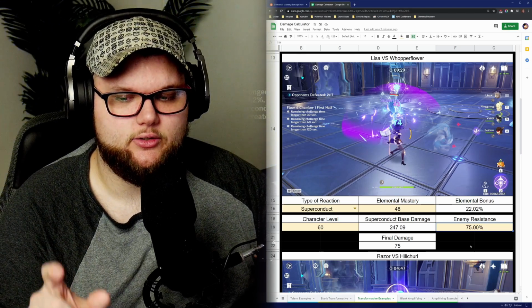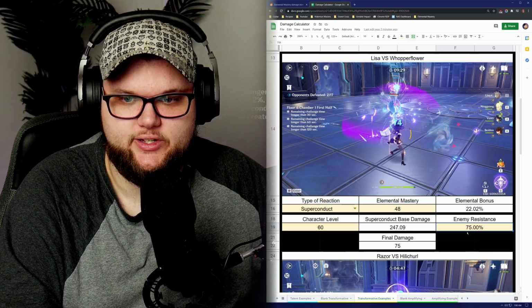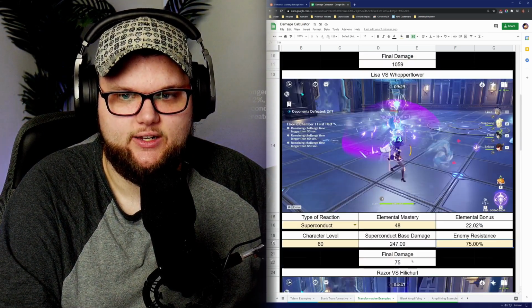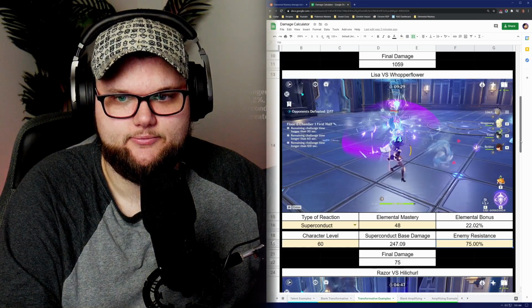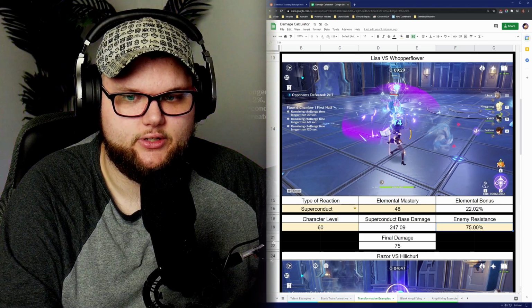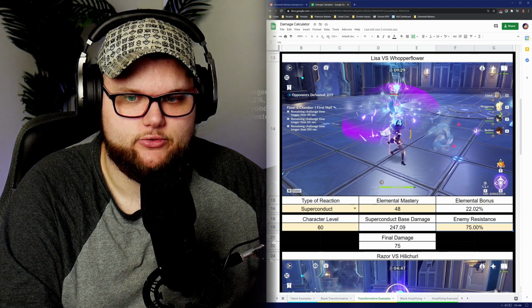So I need to do a little more research on that, but essentially we use the 75 resistance here because that's what the Whopper Flower has, and it ends up giving us a damage of 75. Now if you take a look, we end up with a 74 on screen. Notice that the 43 is actually the number from her catalyst attack, and then 74 is the actual superconduct.